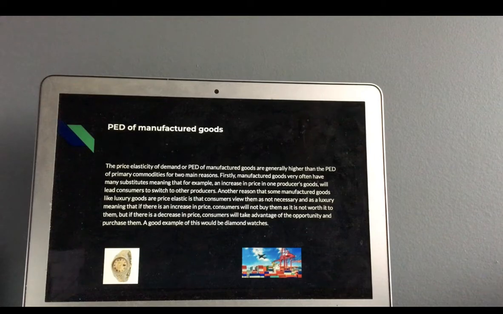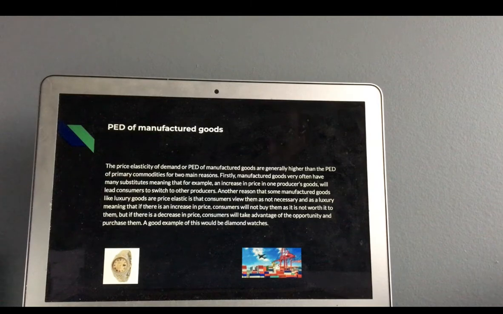So, for price elasticity of demand of manufactured goods, the PED of manufactured goods is generally higher than the PED of primary commodities for two main reasons. Firstly, manufactured goods very often have many substitutes, meaning that, for example, an increase in price in one producer's goods will lead consumers to switch to other products.